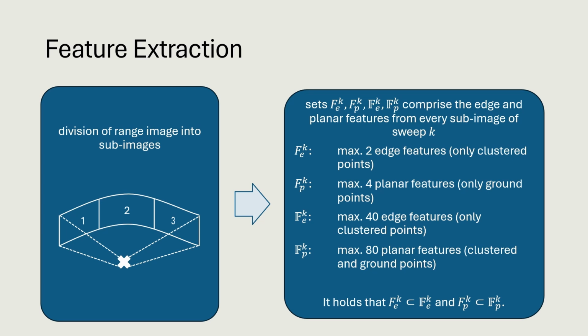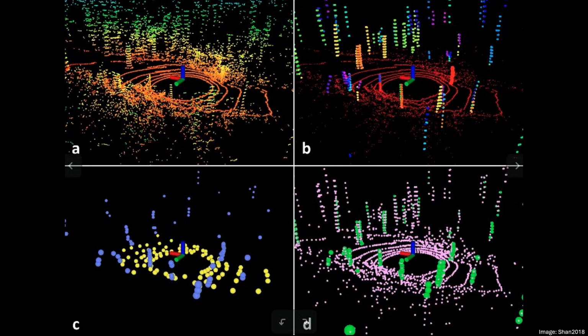In contrast to LeGO-LOAM, the original LOAM does not apply a segmentation step, therefore no ground area is extracted and no points are clustered or labeled. The definition of the sets F_e and F_p is similar in LOAM. Because the differentiation between ground and cluster points is not possible, the edge and planar features are extracted both from the same pool of candidates. The sets F_e and F_p do not exist in LOAM. LeGO-LOAM does not change the idea of how features are extracted, but improves the performance by more effective feature handling.